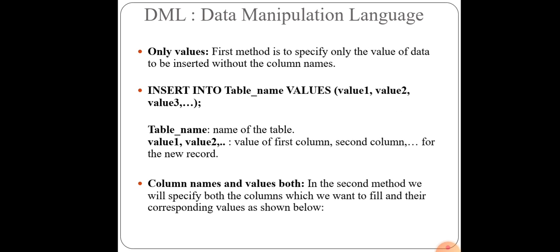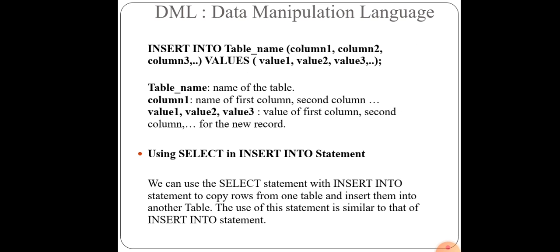There is another method in which we specify both the columns which we want to fill and their value. So sometimes we are entering partial records. So here we need to enter both the column name and the values that you want to enter in those particular columns. The syntax for that is insert into table name, then within brackets mention the name of the columns in which you want to enter the values, and then write down the values and mention all the values that you want to enter.